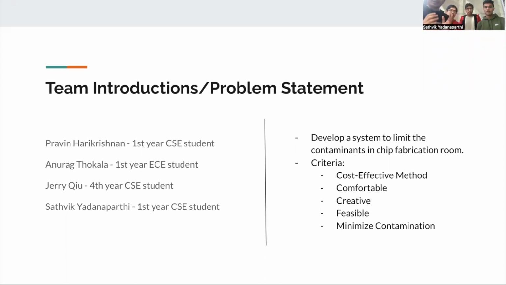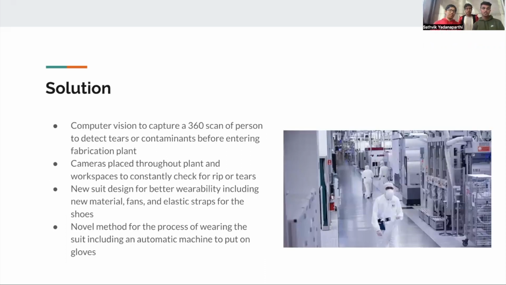Today, we tackle the Intel Group's problem statement. Our solution is to develop computer vision to capture a 360-degree scan of a person to detect tears or contaminants before entering the fabrication plant, which can be very susceptible to these contaminants, including hair strands. There are also cameras placed throughout the workspaces to detect these on the go and warn the workers of any contaminants that can harm the chips.